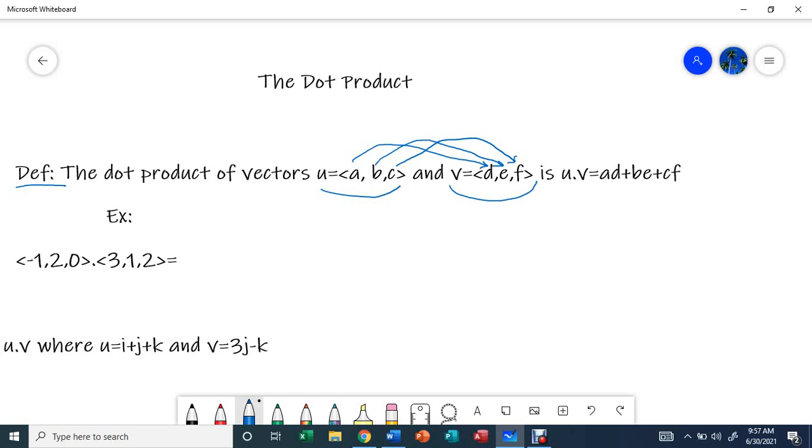So let's do this example here. The first vector is -1, 2, 0. The second vector is 3, 1, 2. Let's apply the definition and do the dot product of these two vectors. We start with -1 times 3, plus 2 times 1, plus 0 times 2.